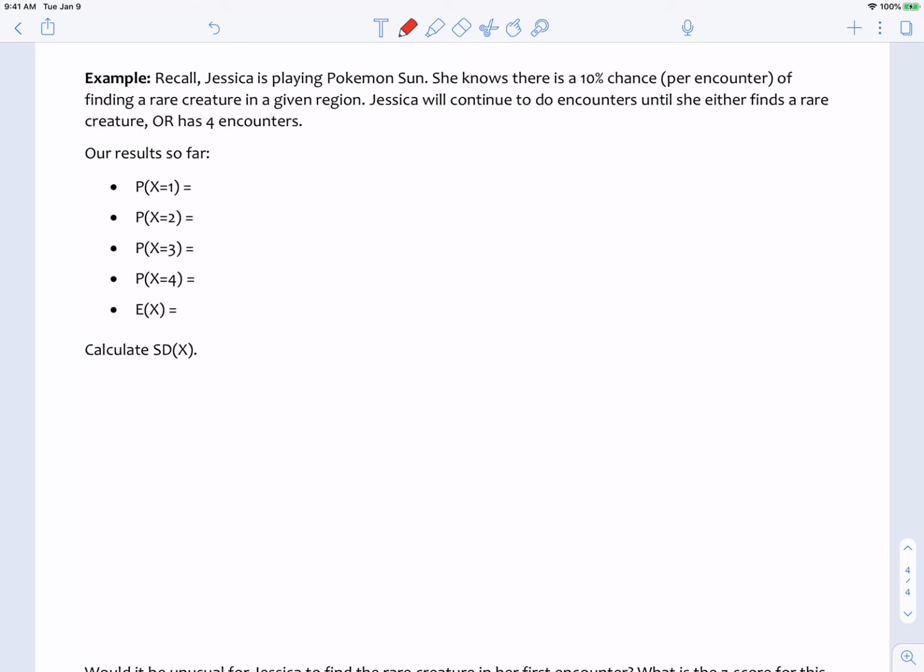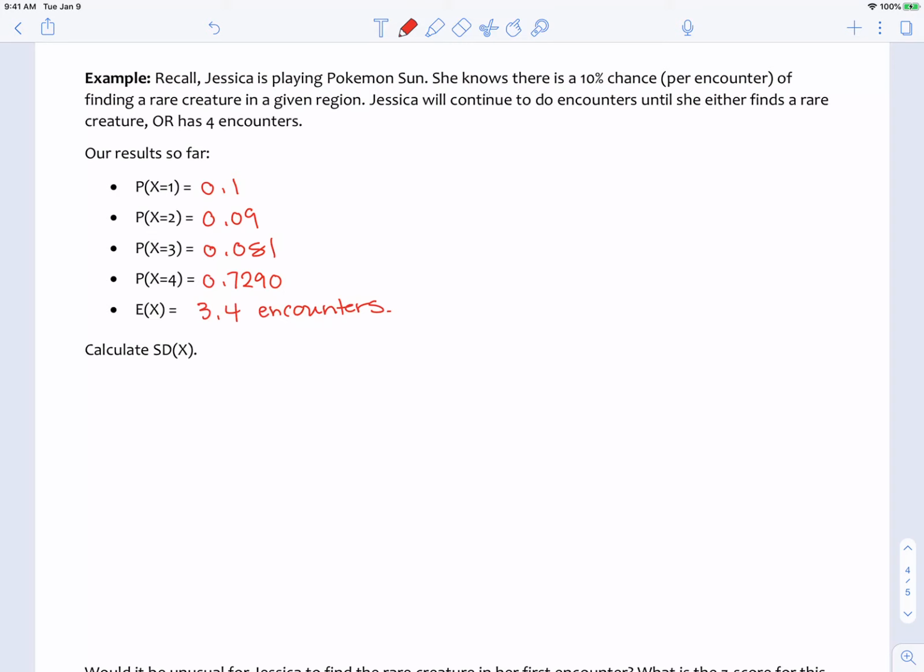So remember, we had X equal to 1, and that probability was 0.1. Having 2 encounters, 0.09. Having 3 encounters, 0.081. And having 4 encounters, 0.7290. And we had already calculated the expected value, and that was 3.4 encounters. Okay, so now we want to use this to find the standard deviation.